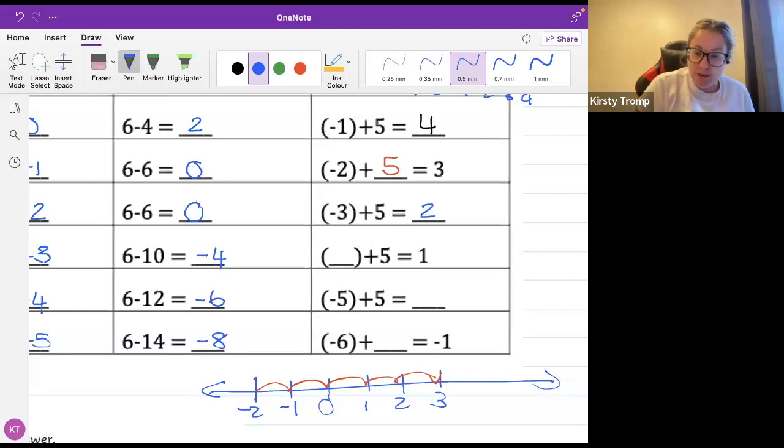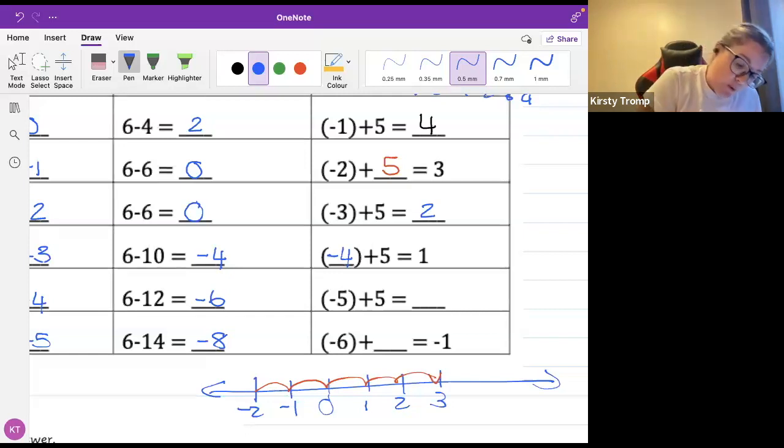What plus 5 gets me to 1? Now, is it possible that I could shuffle my numbers around a little bit? Yes, it is, and we're going to learn about that in Wednesday's lesson. Remember, we have another lesson on Wednesday at 5 o'clock. We can shuffle these numbers around and say 5 minus what will give me 1? 5 minus 4 gets me 1.